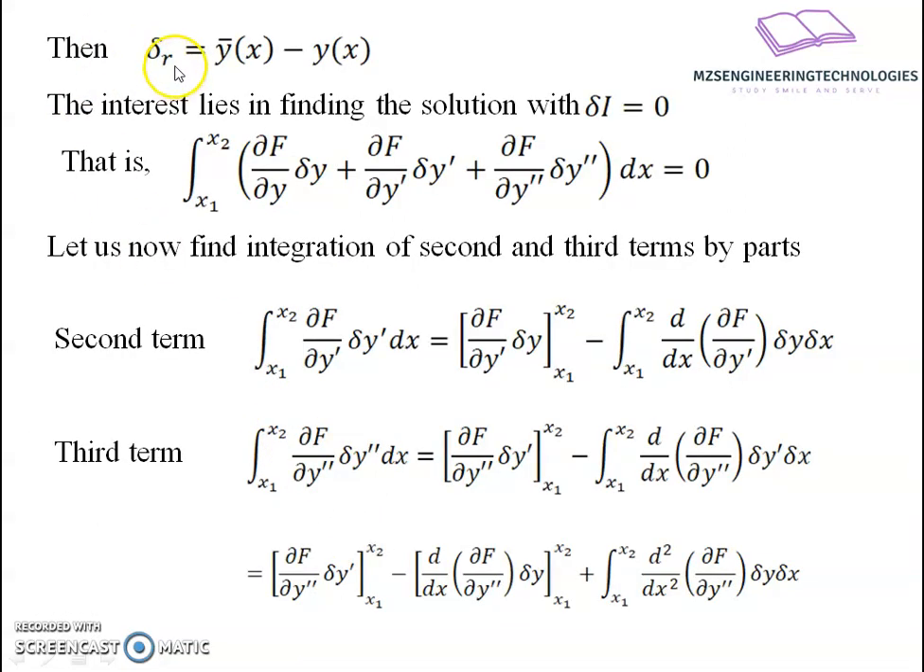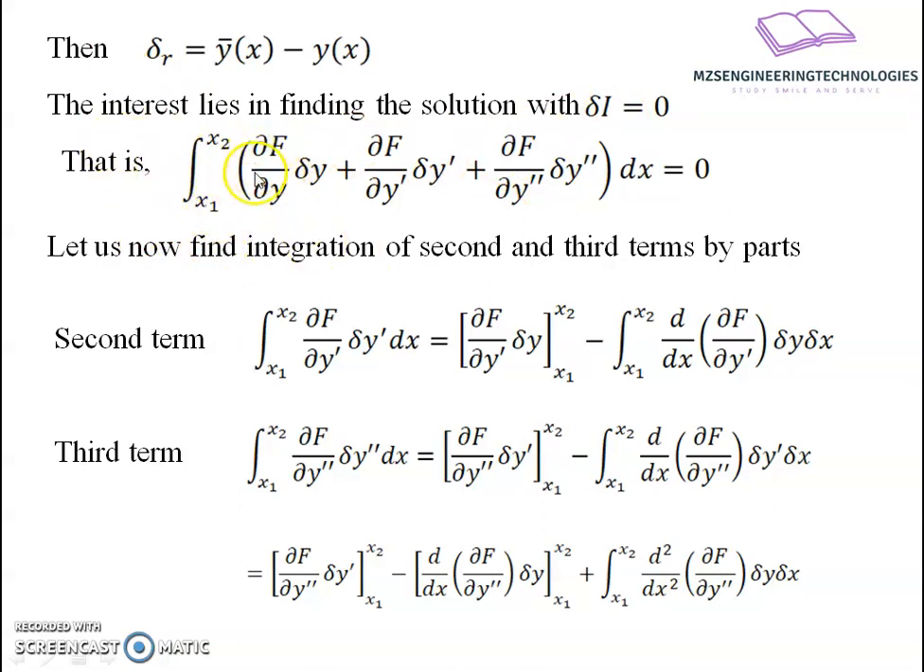Then if I want to see the variation, let us say δy bar, the residual r is equal to y bar(x) minus y(x). Means here I am going to take the difference between these. So the interest lies here in the solution of this variation δy, the residual. So the solution of δI, means the total functional, will be the integration from x1 to x2.